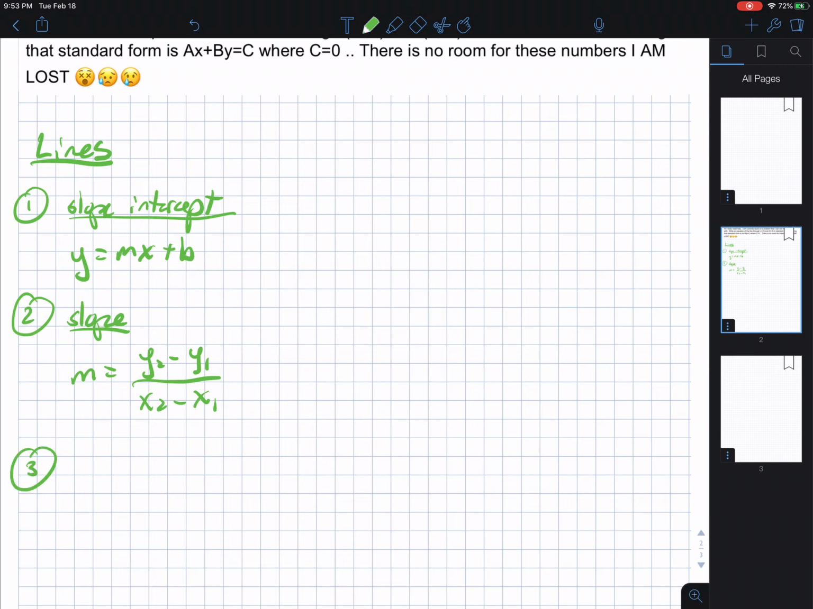And then the third one is point-slope form. We use this when we're given a point and a slope. That's y minus y1 equals m times x minus x1, right?